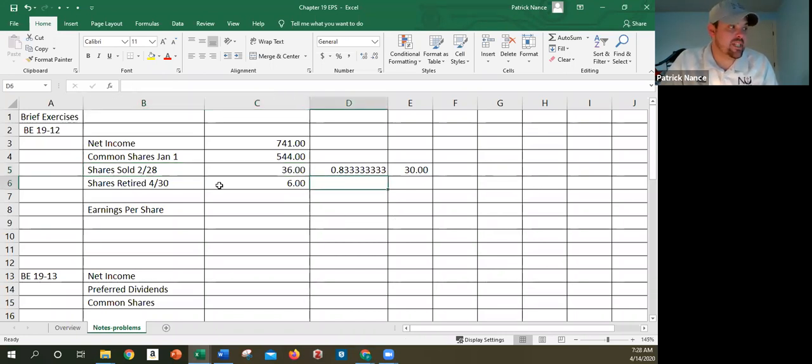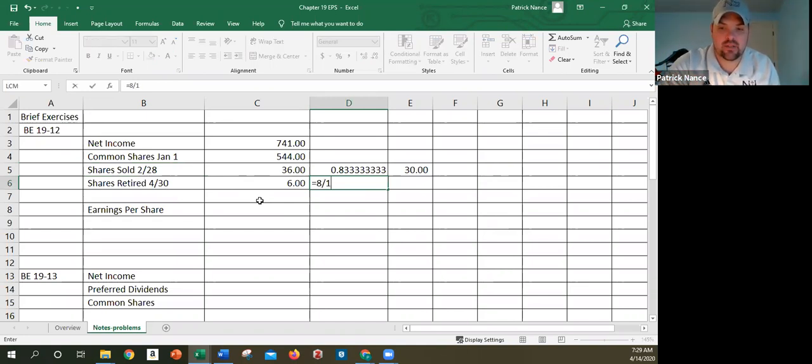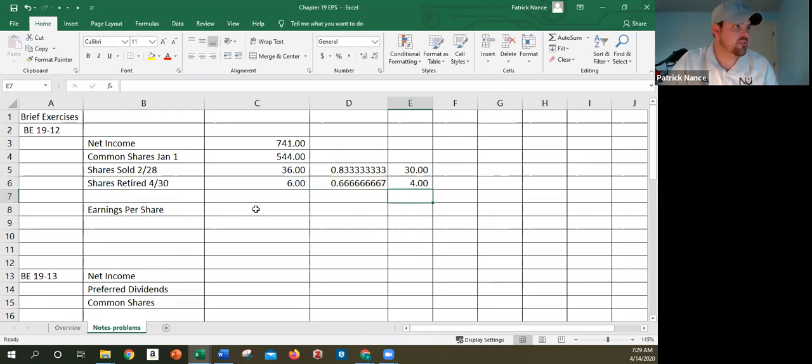Now, since these are retired shares, these are different. I'm subtracting this number, so I want to know how long these shares were not outstanding. Well, January, February, March, April, all of April, 4 months. So that means 8 months they were outstanding, so 8/12. I'm going to take that number times that number to get 4.